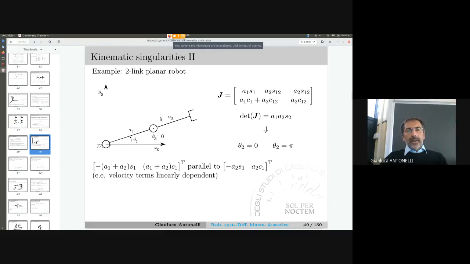Now, this is exactly what I drew, a kinematic singularity for a two-link planar robot. But in this case, I can obtain it simply by computing the determinant, because it's a 2x2 matrix. It's very simple. The determinant is the product of the diagonal minus the product of the anti-diagonal for a 2x2. And as you can notice, it is a function of the configuration. I can ask when this is null in those two situations. And this is what we already saw.